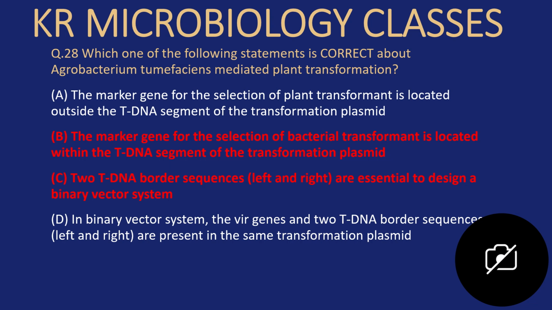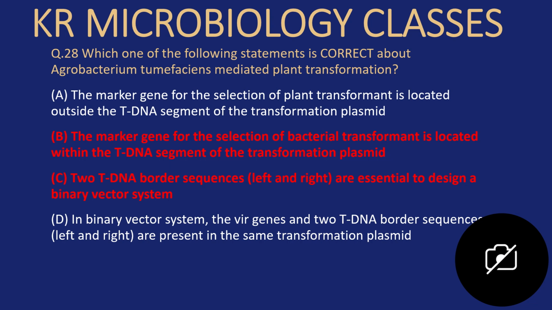So see here, the marker gene for the selection of bacterial transformant is located within the tDNA segment of the transformation plasmid. Option B is correct, because the marker gene for the selection of bacterial transformant is located within the tDNA only. Then only it can be transformed, right?